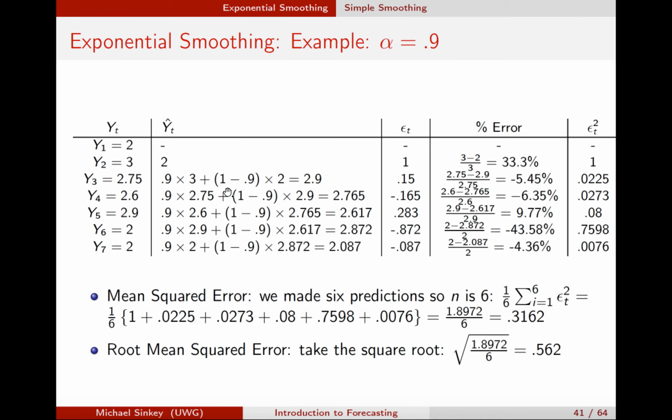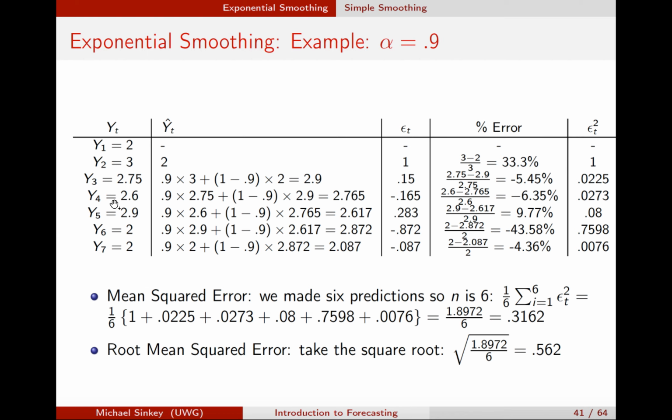Now the date, I make this forecast in the second column before I ever see the 2.75. Now the error, data minus forecast, that should be a minus 0.15 here. And you can see I actually have a minus percent error here, so I forgot the negative here. And the squared error is 0.0225.